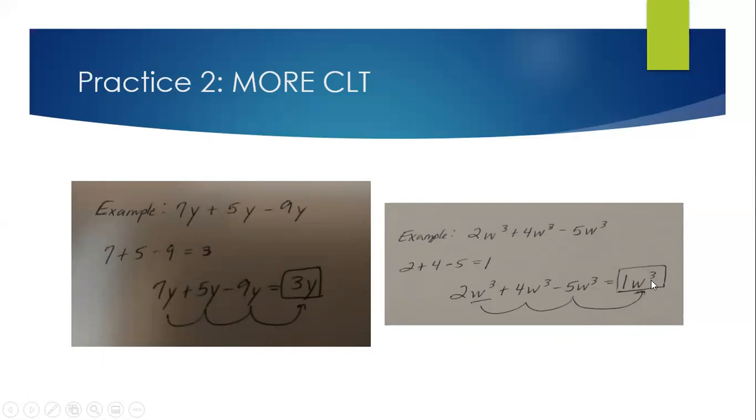The simplest way I know to explain this concept is to think of it like apples and oranges. This is apples. You have 2 apples plus 4 apples minus 5 apples, how many apples? Well, if you count all your apples up and subtract them, you get 1 apple. So that w to the 3 is like an apple.